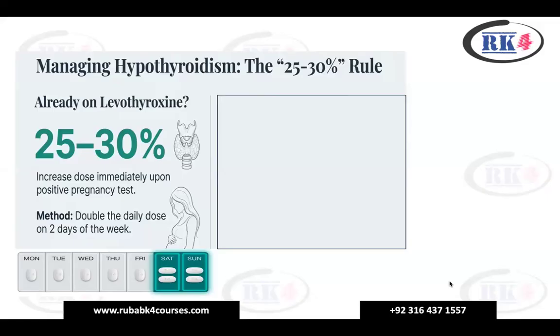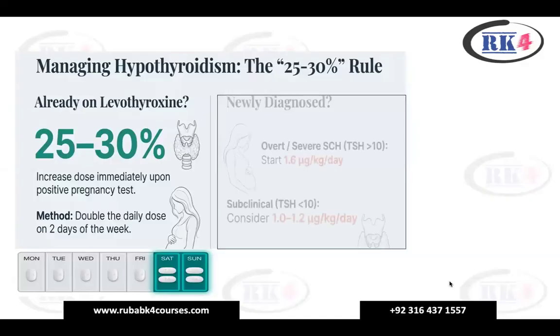Another way of increasing the dose is to look at how much she is taking. If she is taking less than 100 micrograms of levothyroxine, then you will add 25 micrograms per day to her regime. Or if she is taking more than 100 micrograms per day, then you will add 50 micrograms to her daily regime. So both approaches of increasing the levothyroxine dose are correct. And this is a very interesting and very important fact which can come in the exam. A 25 to 30% dose increment is needed.